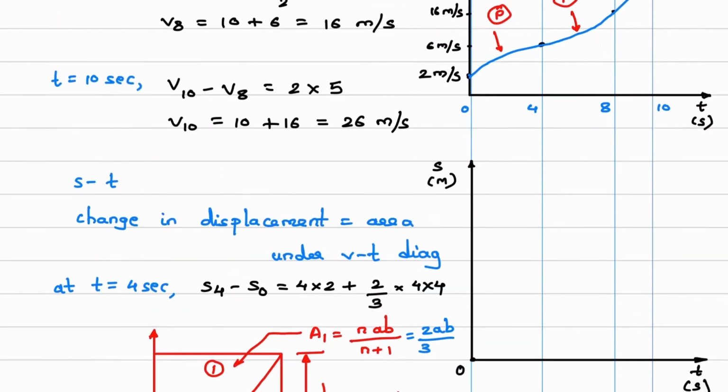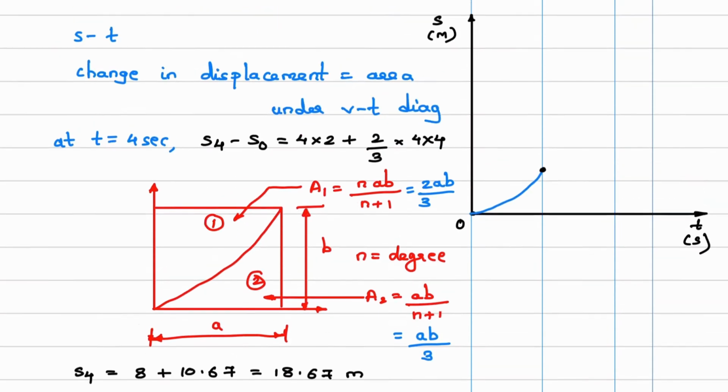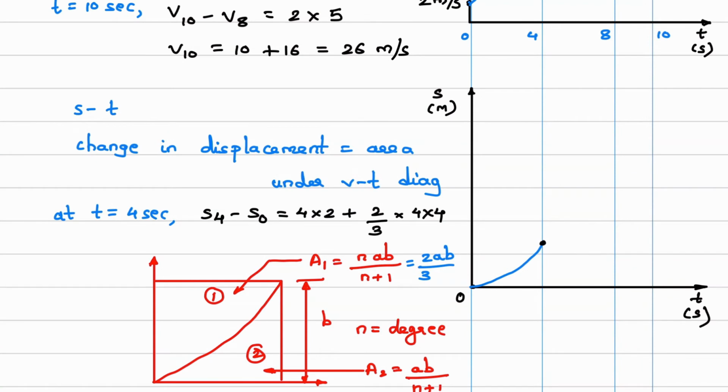Okay, so we'll draw the curve. Now it will start from 0, because S0 is 0. So the first curve will be like this. Now what is this point? The displacement we have calculated, the S4 value. What is that? 18.67. So this value is 18.67 meter.